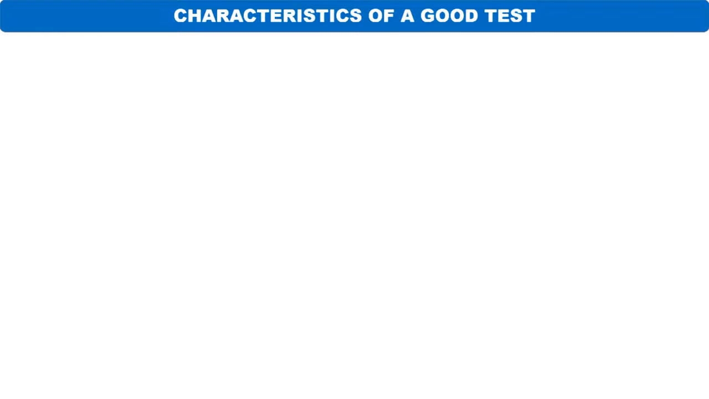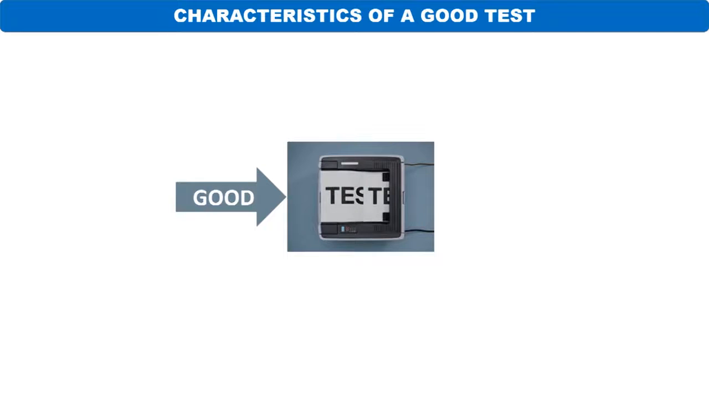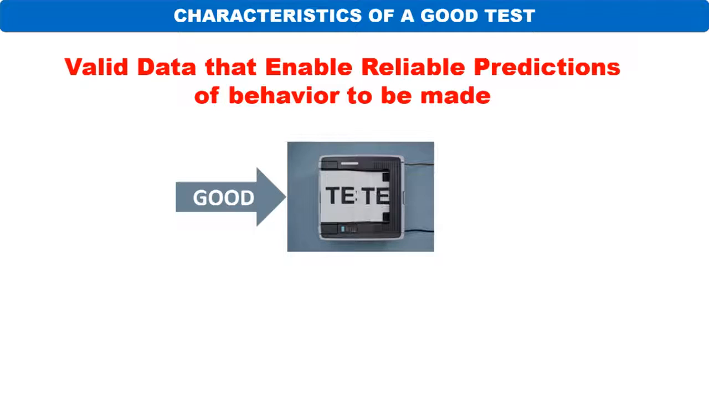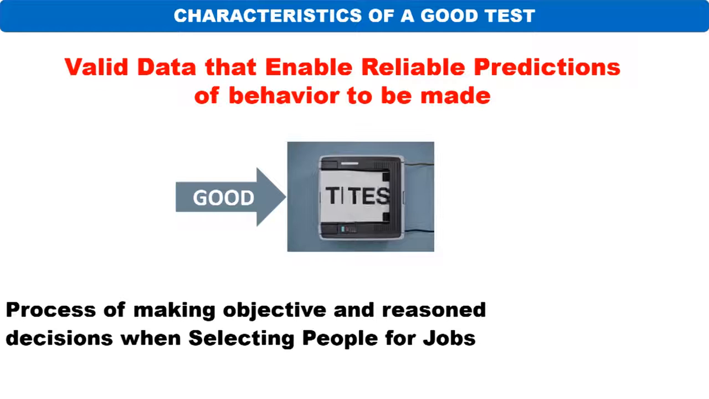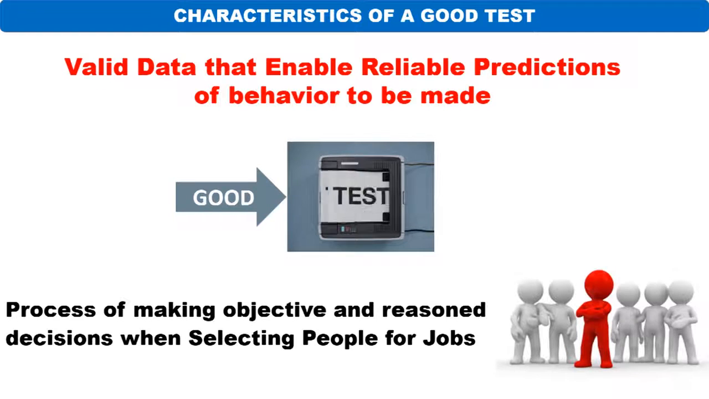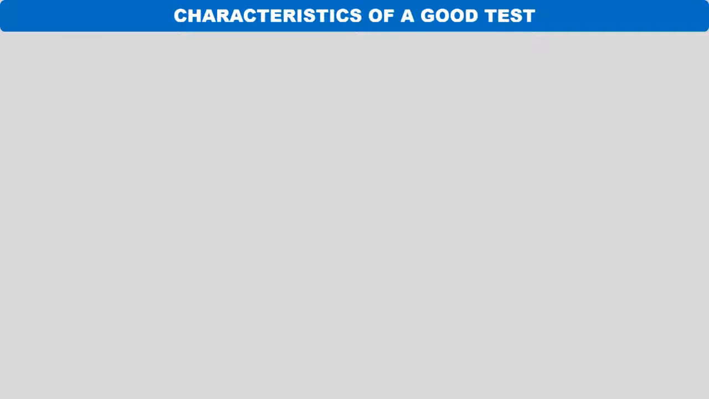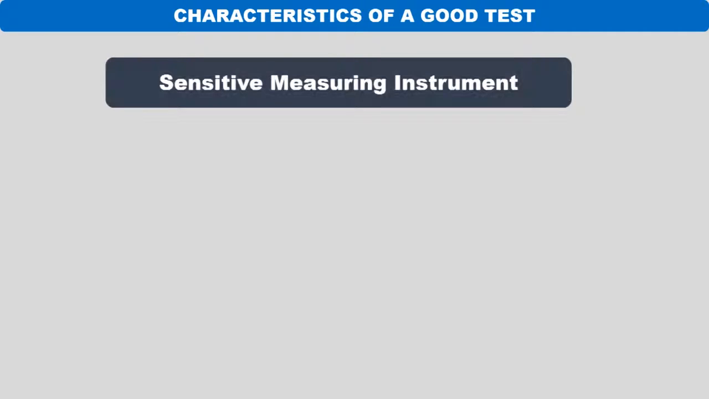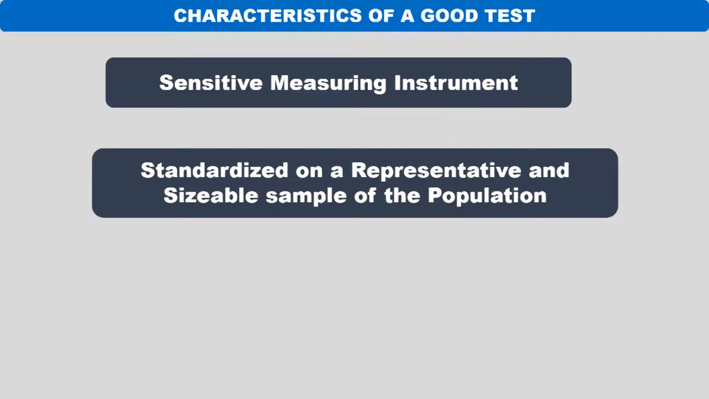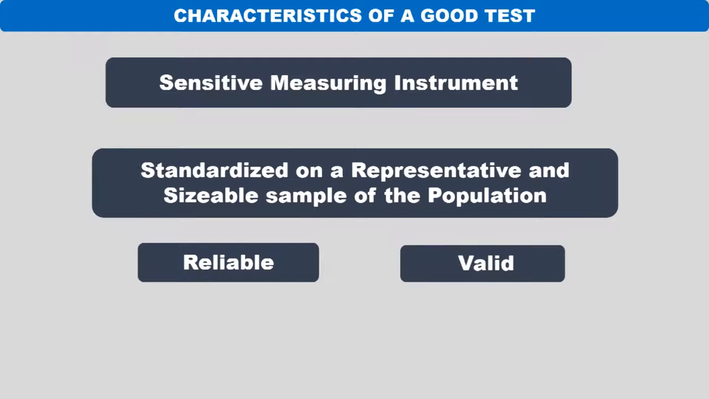Let us first know the characteristics of a good test. A good test is one that provides valid data that enable reliable predictions of behavior to be made, and therefore assist in the process of making objective and reasoned decisions when selecting people for jobs. The characteristics of a good test are: it is a sensitive measuring instrument, it has been standardized on a representative and sizable sample of the population, it is reliable, and it is valid.